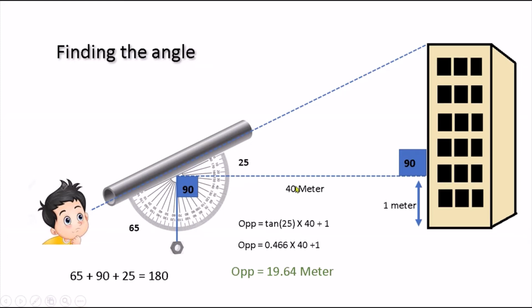Also measure the distance from your place to the building. Suppose in this case it's 40 meters. Also consider the height of the boy. Maybe he is standing and looking at the building, so that is also 1 meter. So if you apply everything into the formula, tan 25 into 40 plus 1, that is equal to 19.64 meters. That is the height of the building.